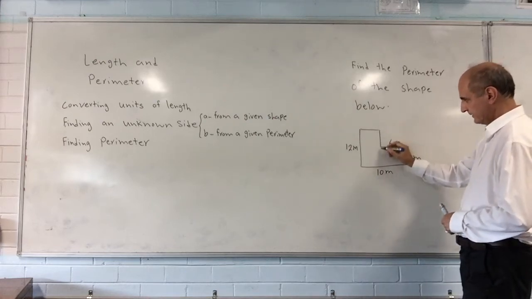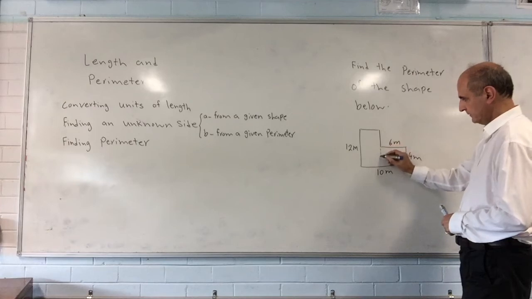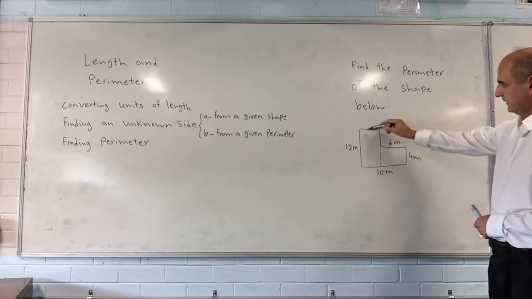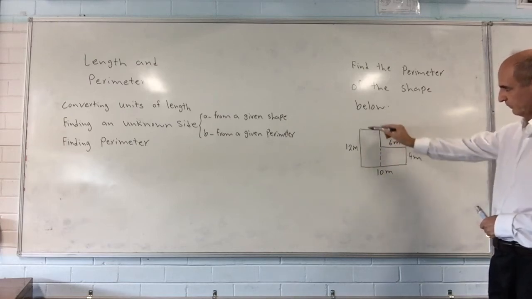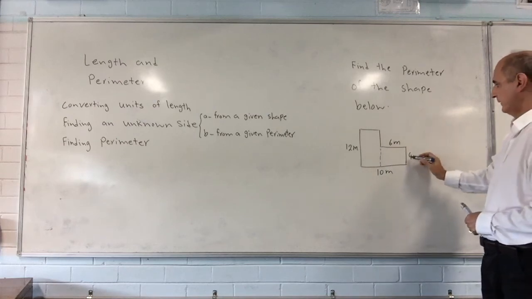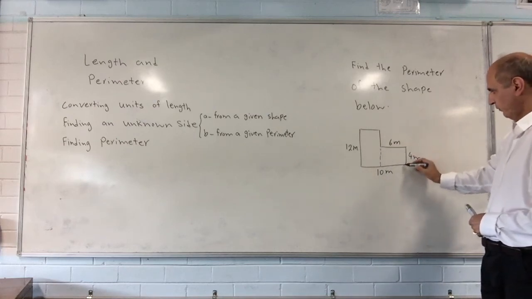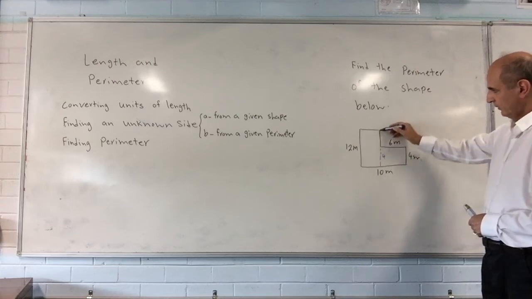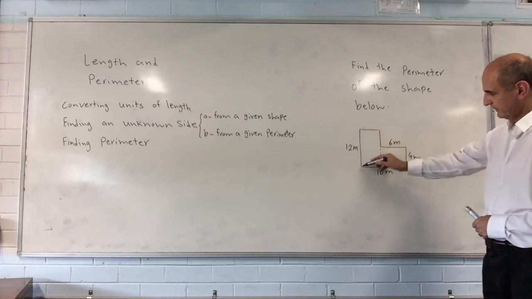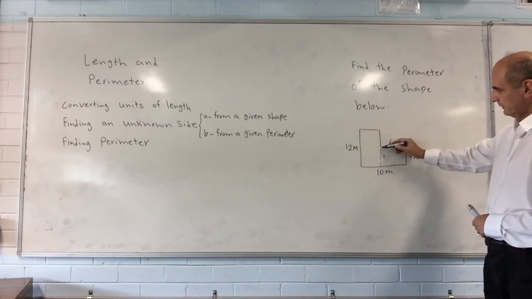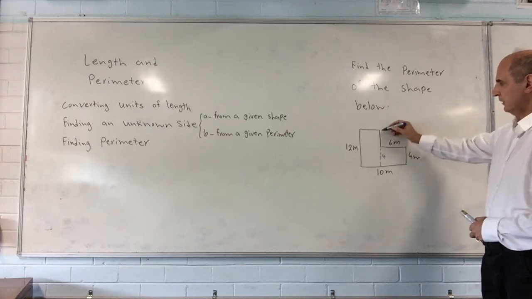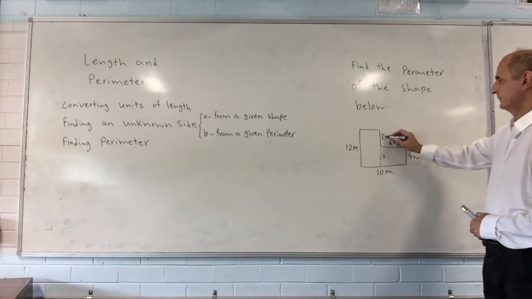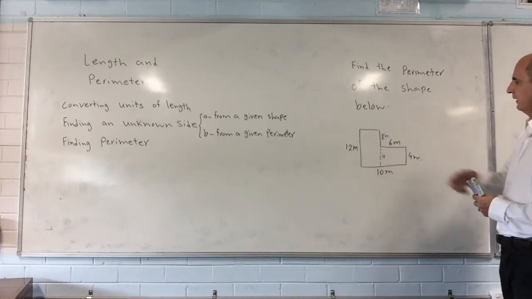To do that, I can extend this like this. Alright, if this is 12, this is a rectangle, and this also will be 12. And here again, this is a rectangle. If this is 4, this is also 4. So if this is 4, and the whole thing is 12, because this is the same as that, then 12 take away 4 gives me 8. So I can work out this to be 8 meters. Alright, we worked that out.